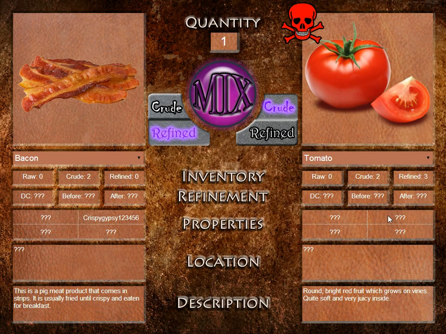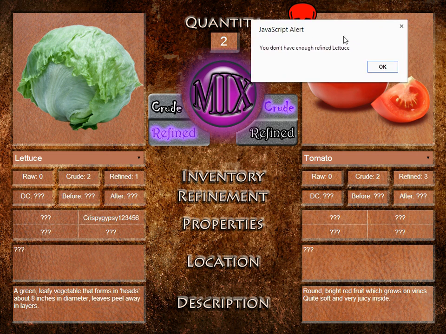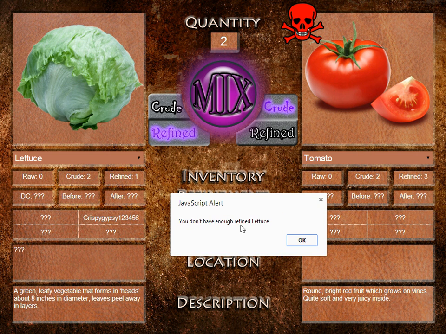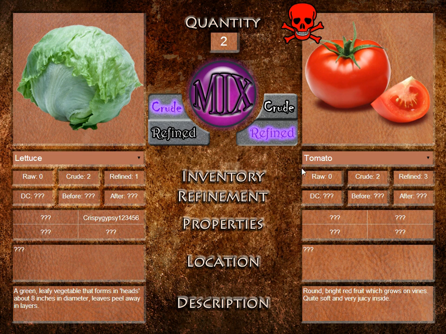Oh yeah, and the little quantity thing at the top, if you want to make more than 1 potion at a time. Right now I've got 2 pieces of crude lettuce, and 2 crude tomatoes, so let's make 2 potions instead. So I'm going to use refined lettuce and crude tomatoes. What? You don't have enough refined lettuce. Oh, I don't. Okay. My program works, that's good. So make that crude lettuce and refined tomatoes. My bad.